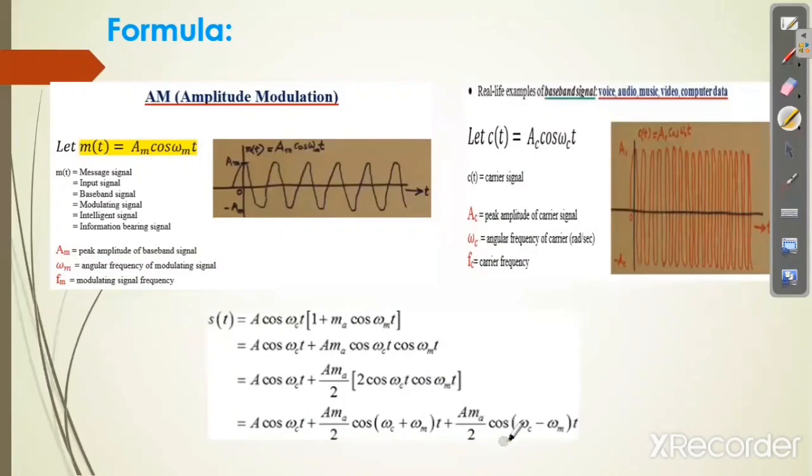Hope you observed the shape of the waveform. Here we conclude that for both this equation and this equation, we are getting the same waveform while generating both equations on the GeoGebra platform. After deriving the equation also, we get the same waveform. The only difference is that here we get three different terms: the carrier, upper sideband and lower sideband, whereas here we can't differentiate the upper sideband and lower sideband. That is a small difference between these two equations, but we are getting the same waveform.